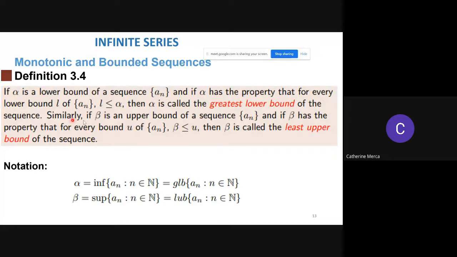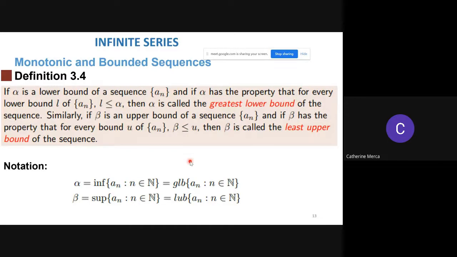On the other hand, beta is an upper bound of a sequence if beta has the property that for every bound u, beta is less than or equal to u. So, upper bound siya kung tanan niya mga sequences a sub n, yan nakadiri dapita sa taas. So, you are an upper bound. But that upper bound, gitawag nga least upper bound. Ang least upper bound is katong pinakagamay sa mga upper bound.